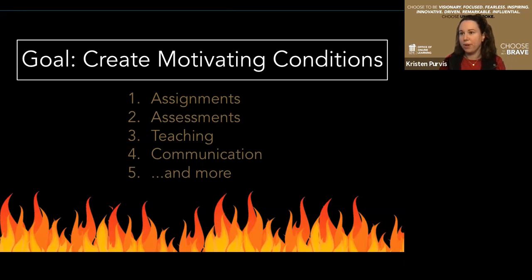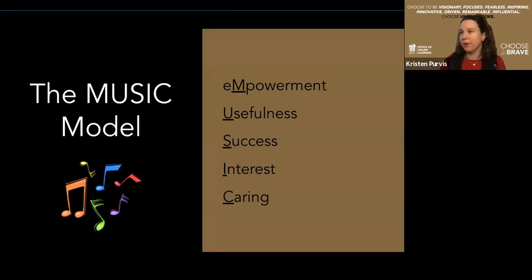So one way we can go about this is by applying the MUSIC model, which is an acronym which stands for empowerment, usefulness, success, interest, and caring. All of these are focused on the students' perceptions of their learning environment. For example, teaching students effective learning strategies can increase their perceptions that they can succeed in the course. So let's go over these points one by one.